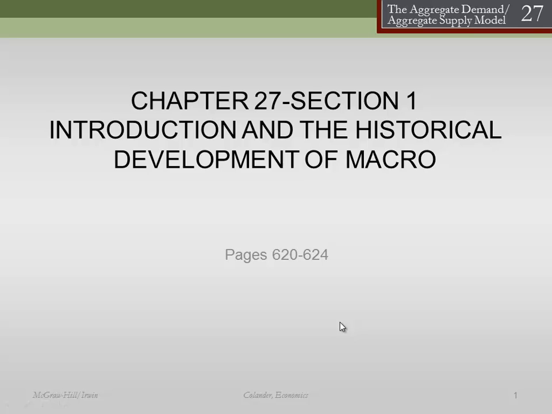All right, let's begin chapter 27. And in this chapter, we're going to take a look at a pretty fundamental model within macroeconomics, and that's the aggregate supply, aggregate demand model. But before we do, we're going to take a little bit of a detour and look at some of the historical development of macro, how it came about.